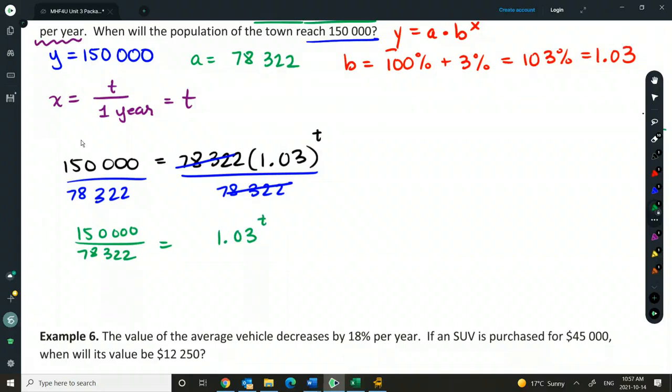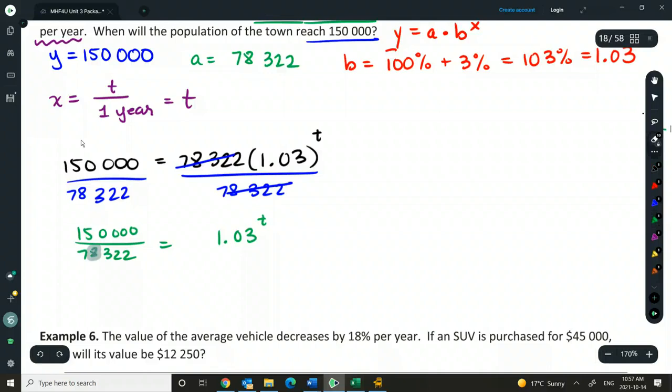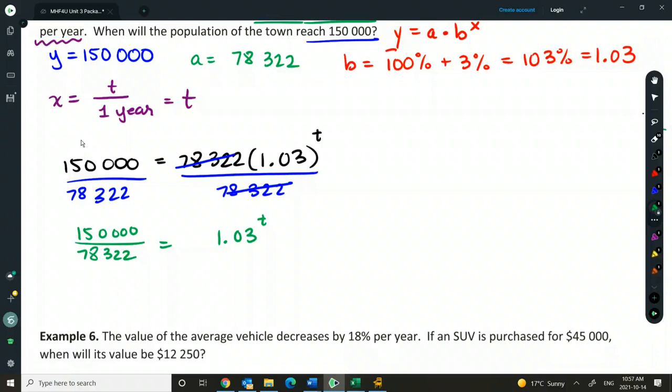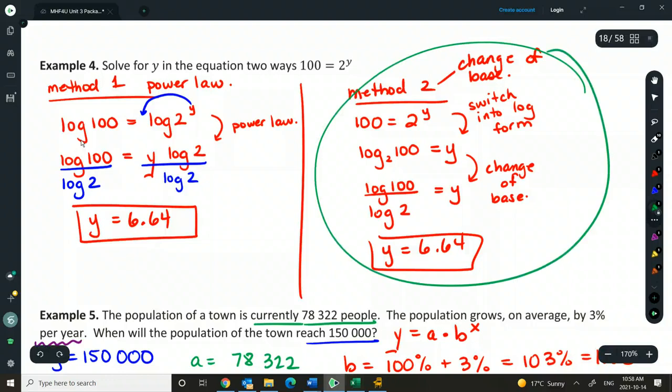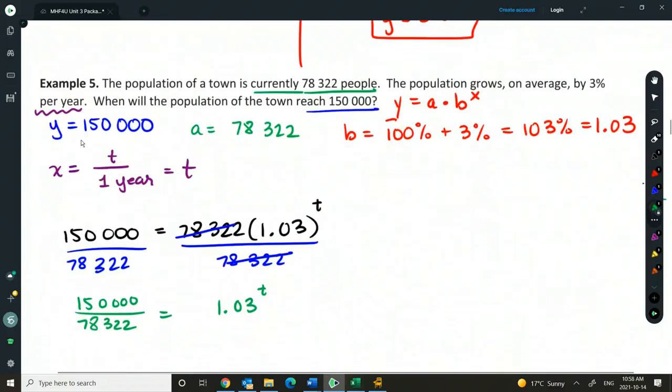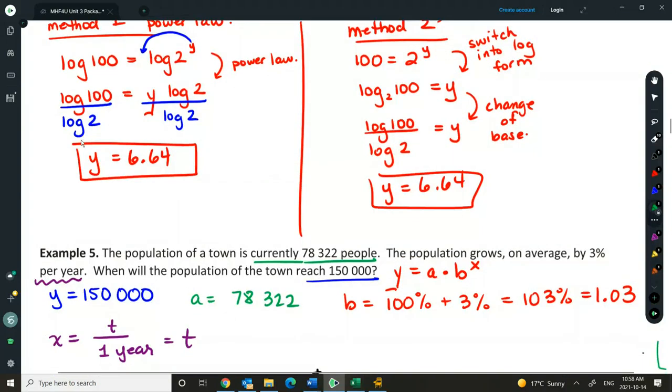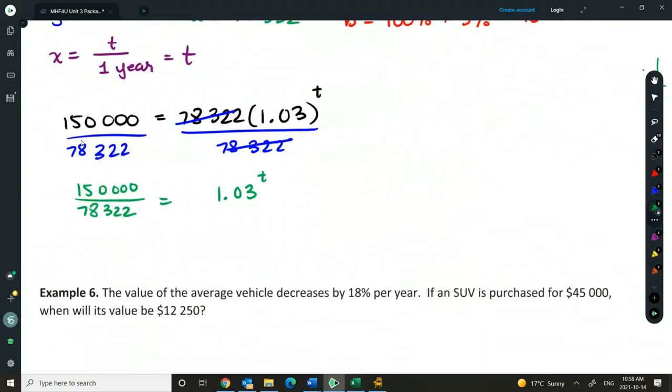Now, you guys, if you had Mr. Battering last year, use either method, whichever method you feel more comfortable with. I just showed you 2 methods above. If you had me last year, I want you to try this method, because this is a new method for us. Okay, so I'm going to give you a couple seconds. Choose a method that you want to go with, and see if you can solve from here. So you either need to use power law, or you need to switch into logarithmic form and then use change of base.